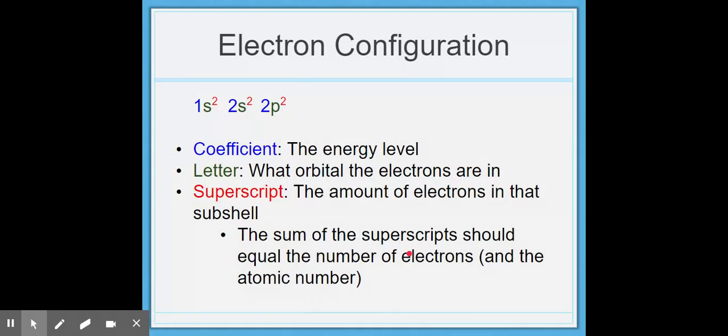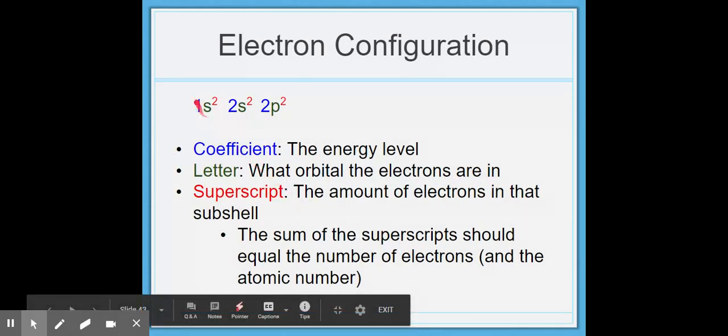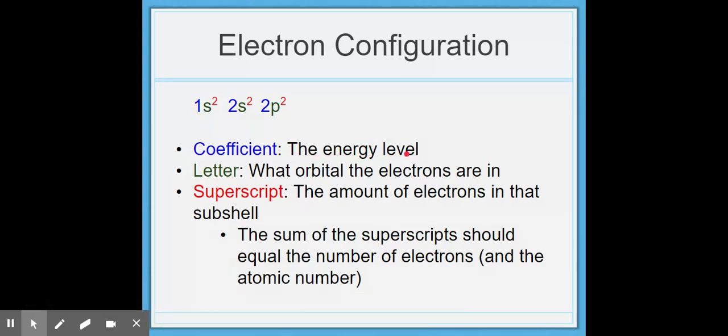So what does each of these things actually mean? This coefficient, the big number, tells us the energy level. It tells us what energy level our electrons are in, and the higher the number, the higher in energy the level is. The letter, in this case S or P, tells us the orbital. In a second I'm going to show you what an orbital actually is. And the superscript, like we saw on the last slide, tells us how many electrons there are. In the last one we counted boxes, and those boxes represent electrons, so these superscripts tell us how many electrons are in each subshell.